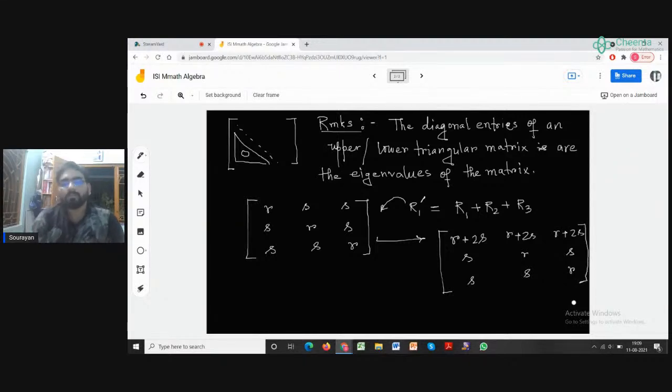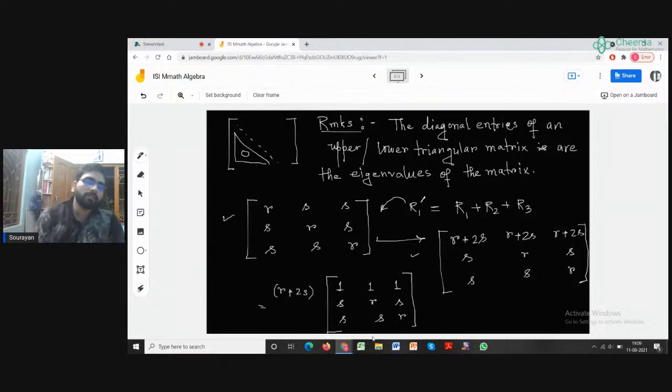So now, from the basic level of matrix multiplication, consider the determinant of this matrix. If I take R plus 2S common, then the matrix that I have at hand is 1, 1, 1; S, R, S; S, S, R. So all these three matrices have the same determinant.